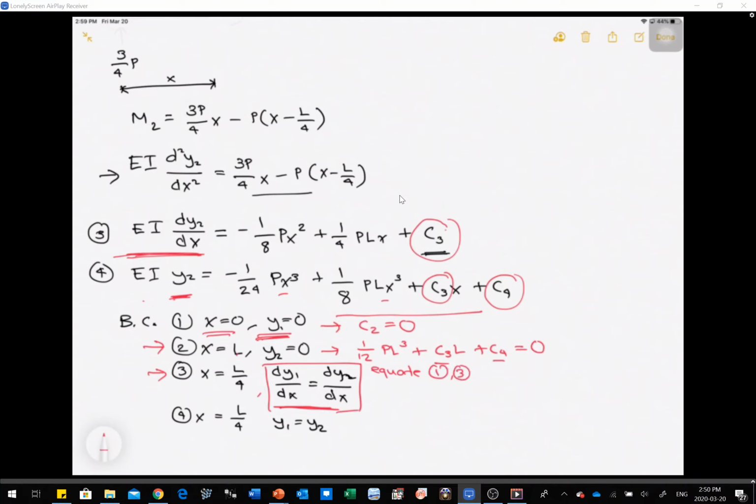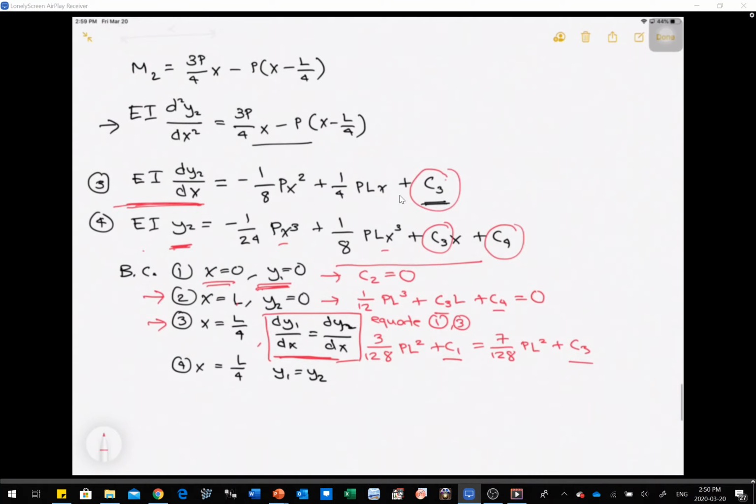What I'm going to get if I equate 1 and 3 are the following. So if I equate that, you will get this specific equation, which is 3 over 128 PL squared plus C1 is equal to 7 over 128 PL squared plus C3. So you have C1 and C3 right there. So let's leave the equation as it is and move to boundary condition number 4.